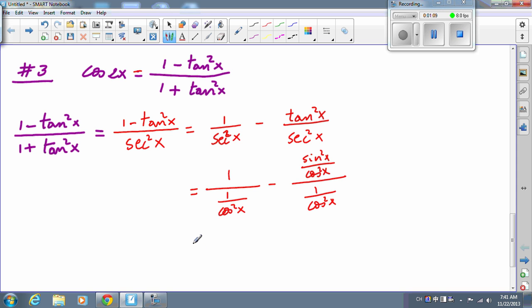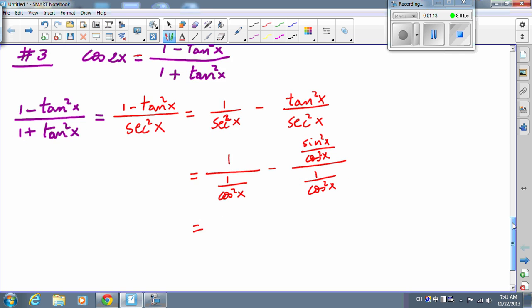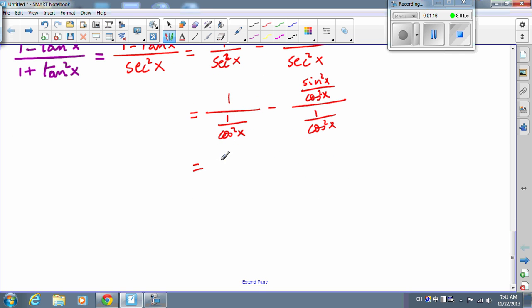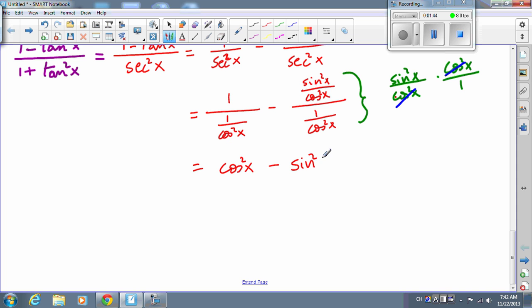Well, if I apply the copy change flip here, on this one, I will have 1 over 1 over cosine squared of x, which just gives me the cosine squared of x. I will do this one in parentheses. This whole thing is actually sine squared of x over cosine squared of x times cosine squared of x over 1. So the cosine squared of x will actually simplify here, and I'll be left with just the sine squared of x. So all this expression that I have here is just sine squared of x. And if you check on your green paper, cosine squared of x minus sine squared of x is actually cosine 2x.